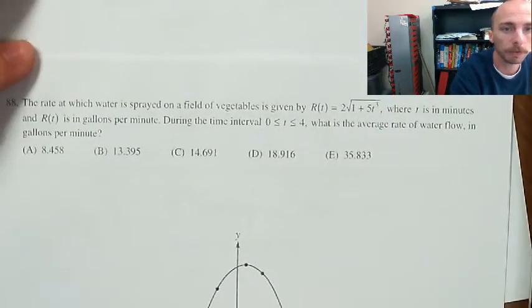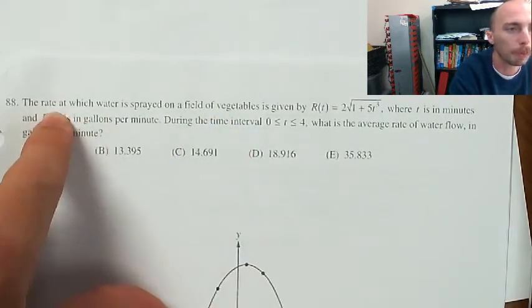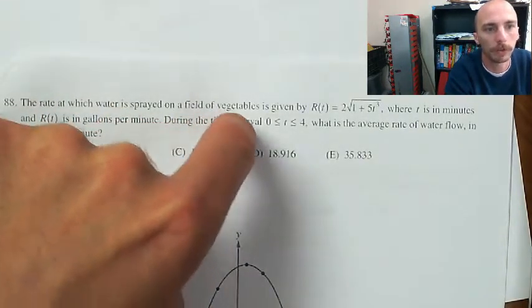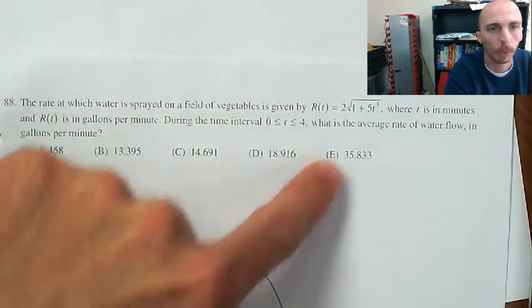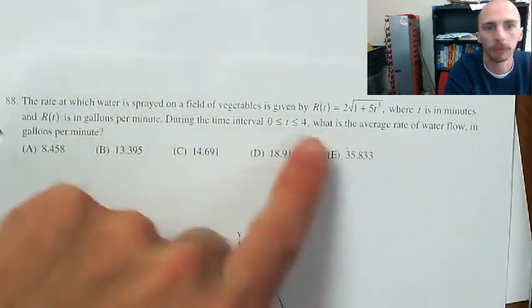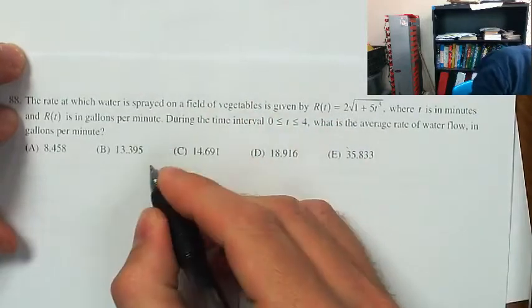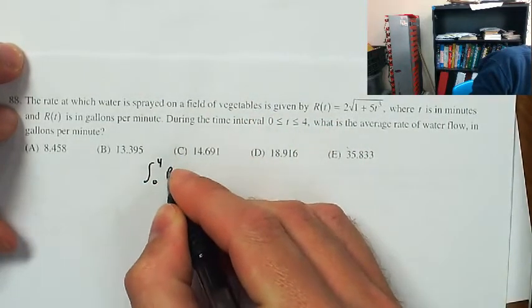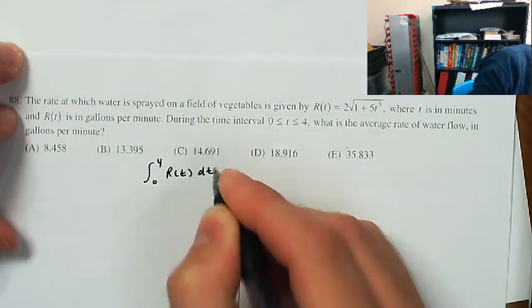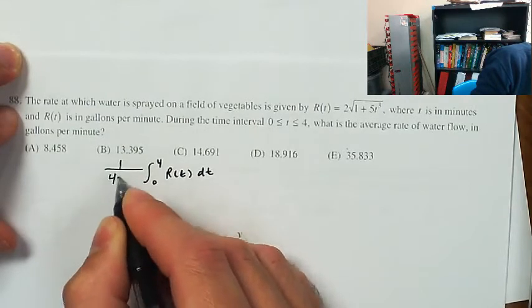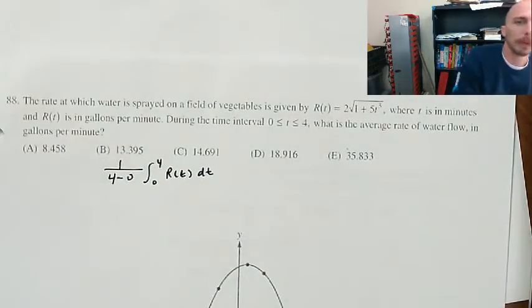This is a standard average value problem, though, because the rate at which water is sprayed on a field is R. What's the average rate of water flow? So it's going to be the average value of R. We know how to do that. We're going to integrate R from 0 to 4, and then we're going to divide by 4 minus 0. That's how we take an average. We add them all up, and then we divide.